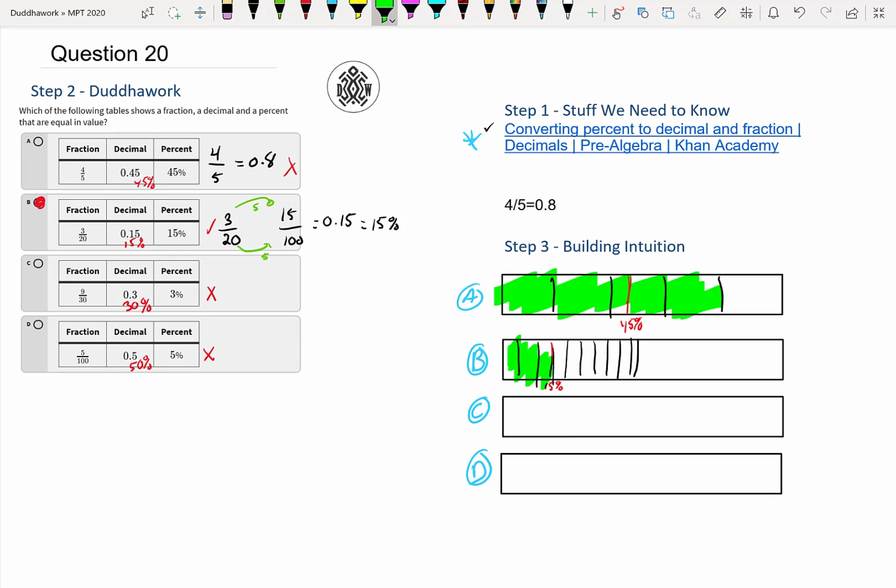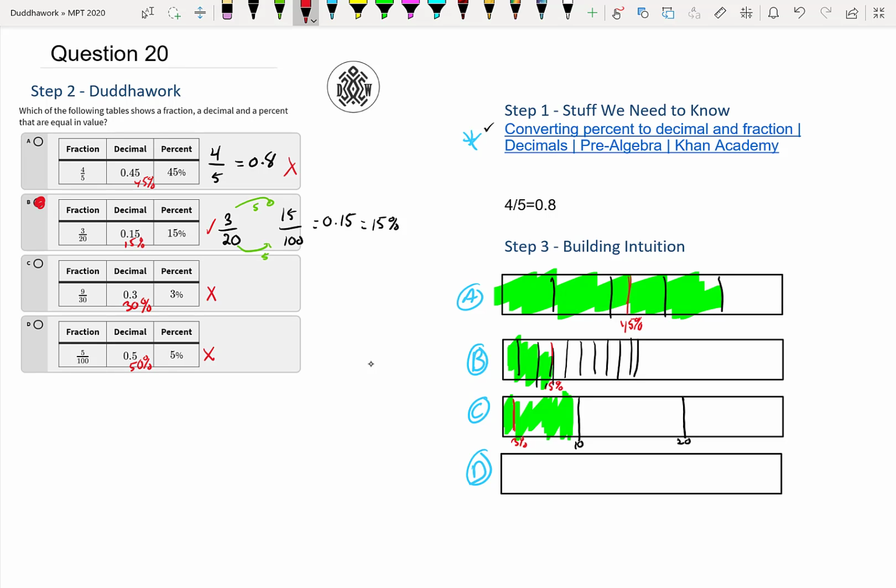And then for C, we need 30ths, so I can just divide it in 3 for this one. So it would be 1 and 2. I'll put it a little bit more centered. It'll be somewhere here. So then that's 10, and then 20, 30th. So 9 is just under 10. Meanwhile, 3% is almost zero, right? So it's somewhere here. So it doesn't make sense.